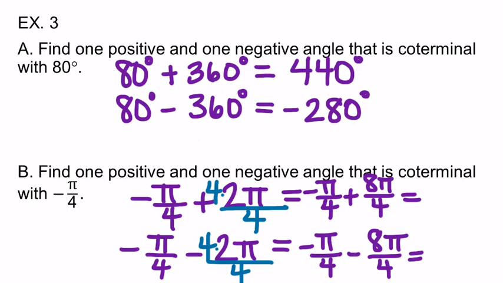So if I have negative 1 pi over 4 plus 8 pi's over 4, you can kind of ignore the pi's a little bit. So negative 1/4 plus 8/4 is going to be 7 pi over 4. And then when I do the second one, negative 1 pi over 4 minus 8 pi over 4, this would be negative 9 pi over 4. If you can, remember to reduce your fractions and simplify, but these two angles would be coterminal with negative pi over 4.